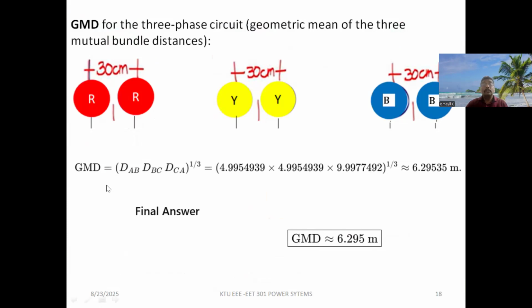So what will be the GMD now? It is the cubic root of these distances. What are the distances we calculated earlier? These are the distances. So if you do this, you are getting 6.29535 meter.